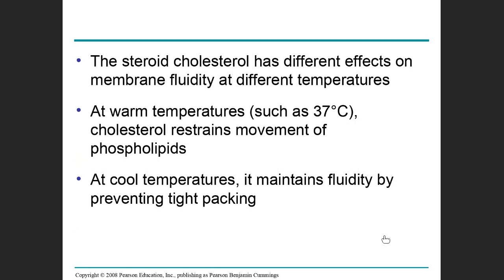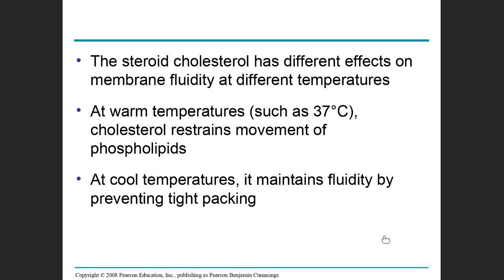So cholesterol has different effects depending on the temperature. Cholesterol is a way to moderate the fluidity of the membrane. If temperatures are warm, like our body temperature of 37 degrees Celsius, then cholesterol helps to keep the phospholipids from moving around too much. So it makes the membrane a little less fluid because it's so warm.